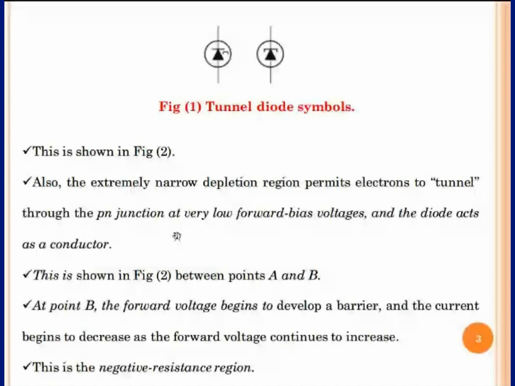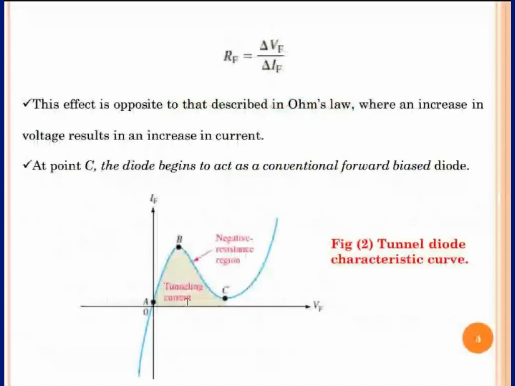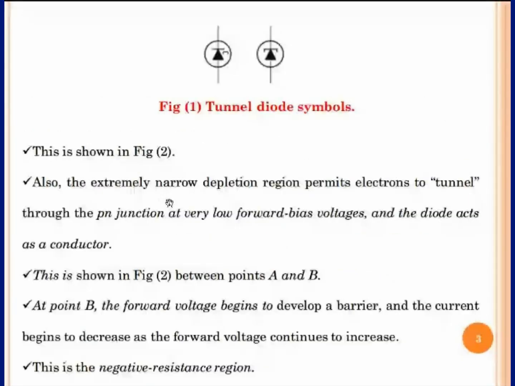So in the coming slides, figure 2 shows between A and B the point B. So basically here you just see this. This is the typical current-voltage characteristic of the tunnel diode. This is the figure shown here.